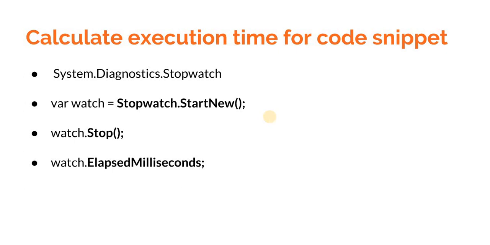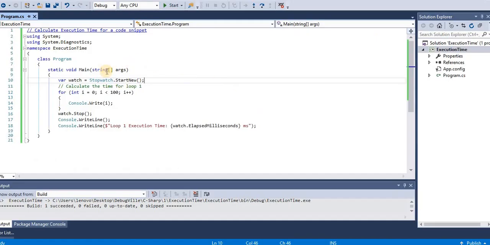In this tutorial we are going to learn how to calculate execution time for a code snippet. Let's quickly flip to Visual Studio. This is a small console application, and if you want to calculate the execution time for this loop, in .NET we have StopWatch, which is in the System.Diagnostics namespace.